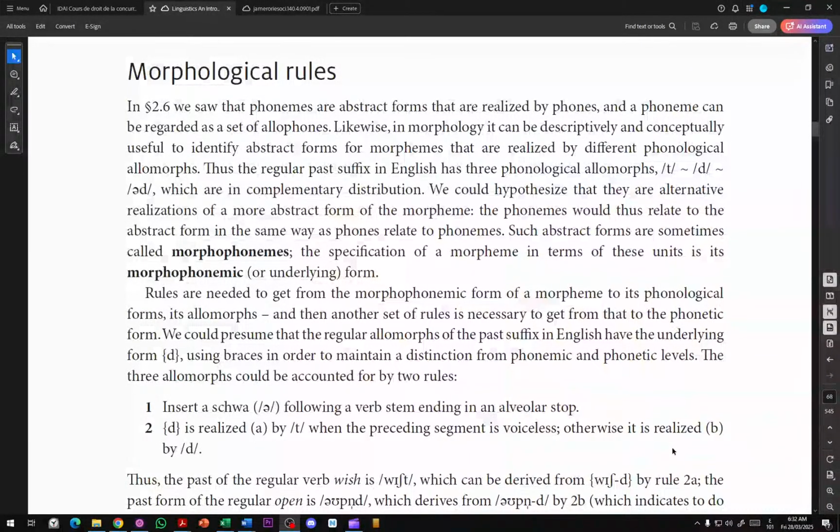Such abstract forms are sometimes called morphophonemes. The specification of a morpheme in terms of these units. What units? I don't understand.